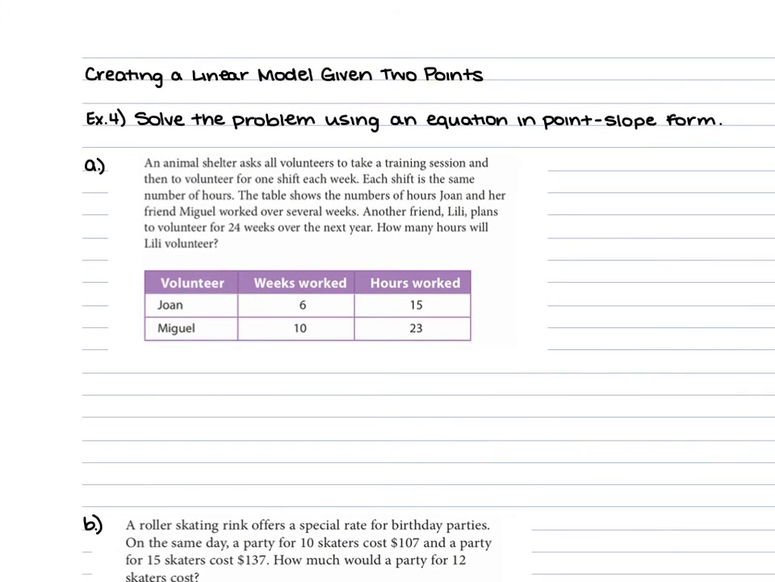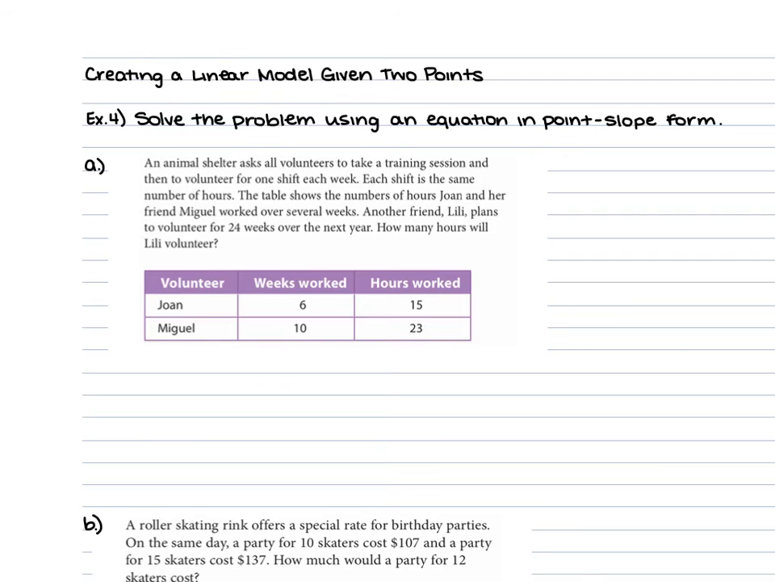For our next example, we have a word problem here. It says an animal shelter asks all volunteers to take a training session and then to volunteer for 1 shift each week. Each shift is the same number of hours. The table shows the number of hours Joan and her friend Miguel worked over several weeks. Another friend, Lily, plans to volunteer for 24 weeks over the next year. How many hours will Lily volunteer?